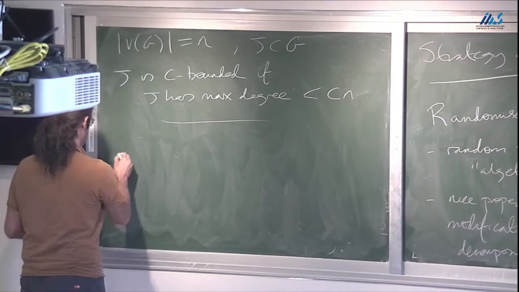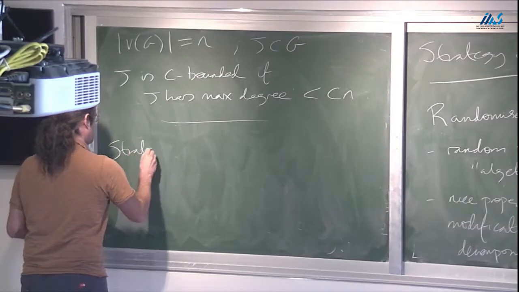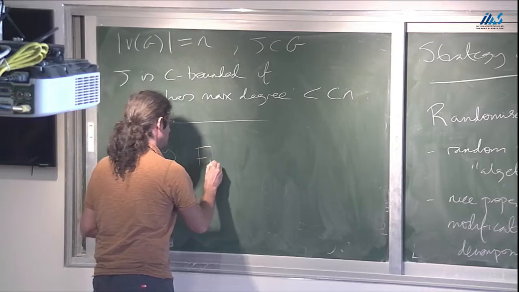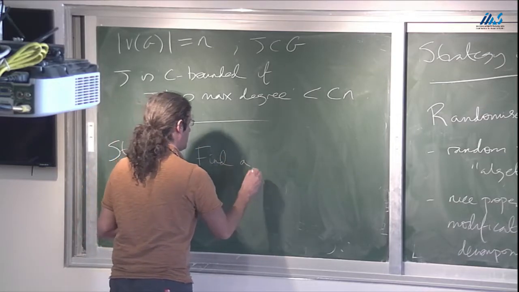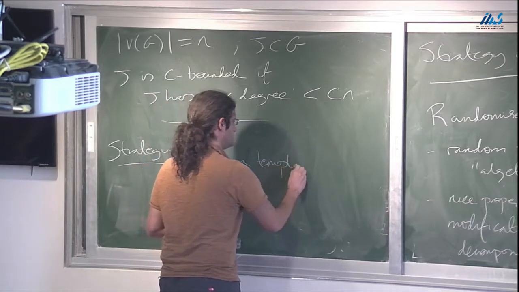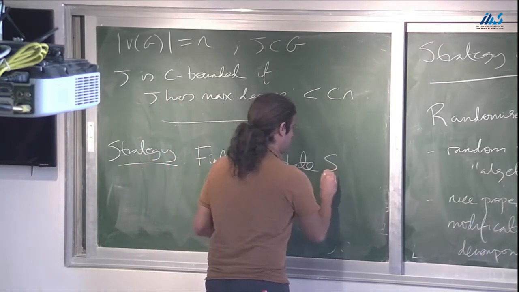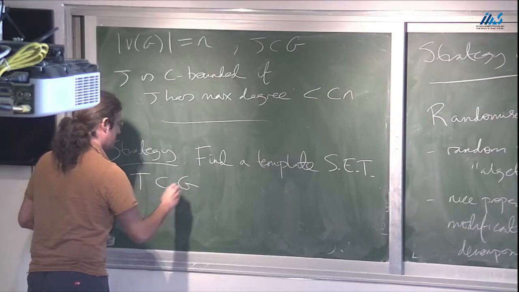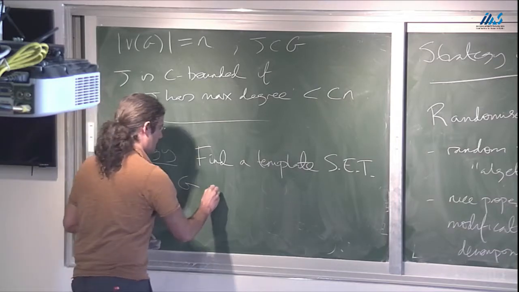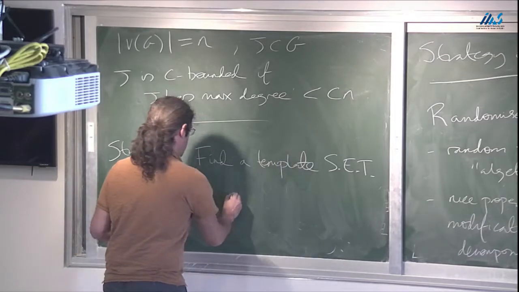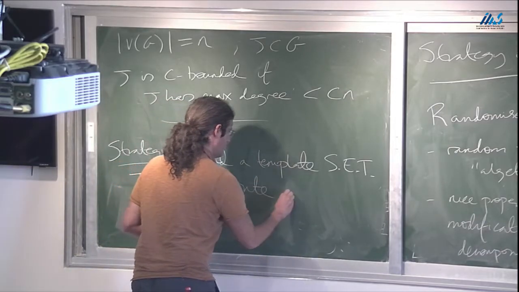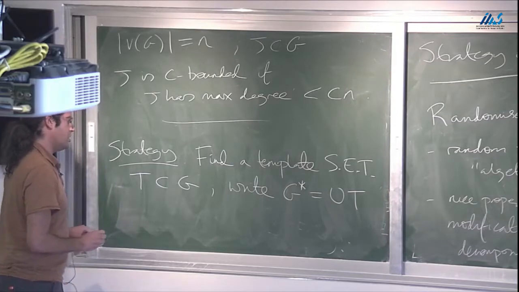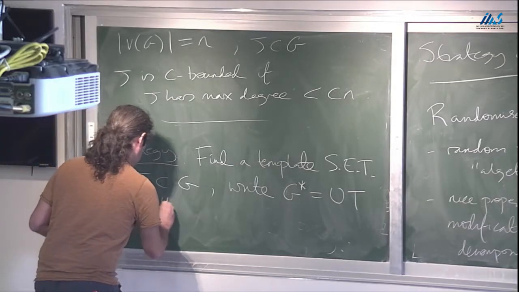So what is the strategy going to be? We find a template, so a set of edge disjoint triangles T, a subset of G, that will be in a construction like this. Write G star for the union of T. This will be a subgraph of G with the following properties.